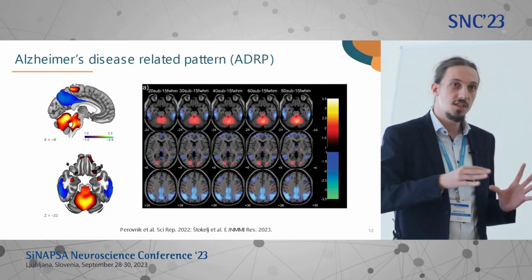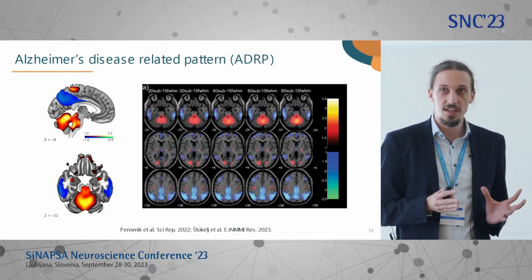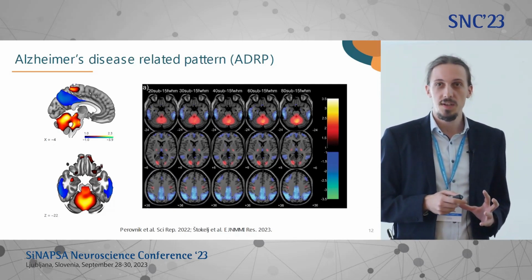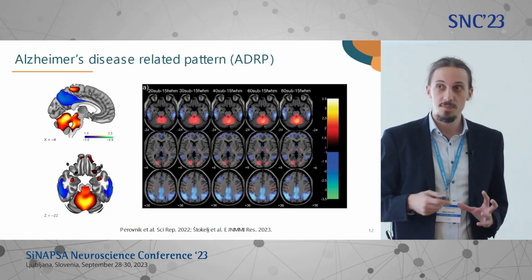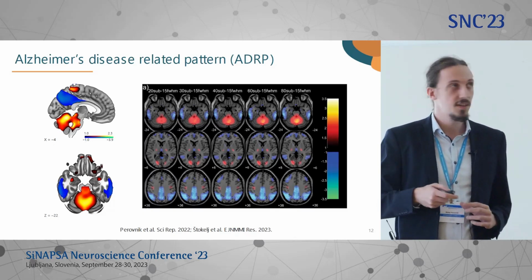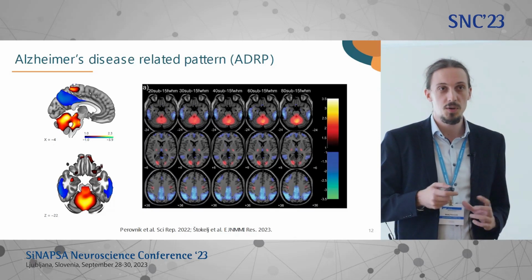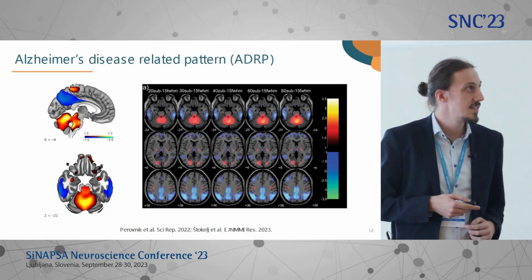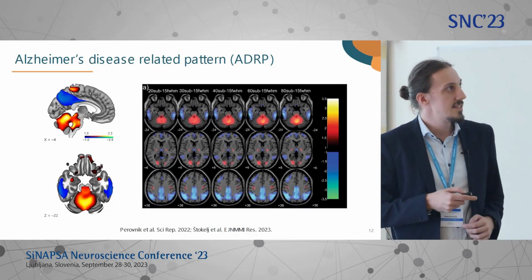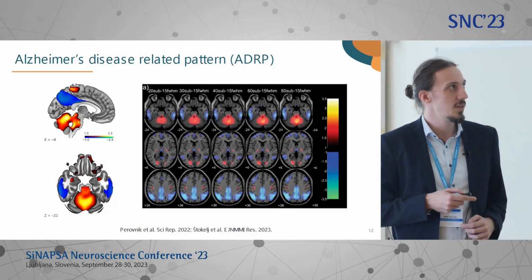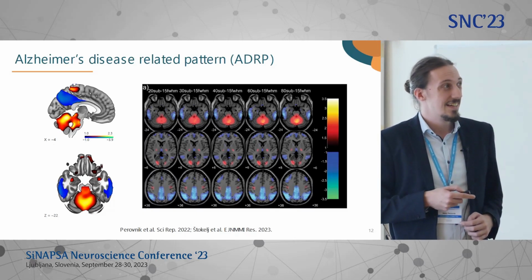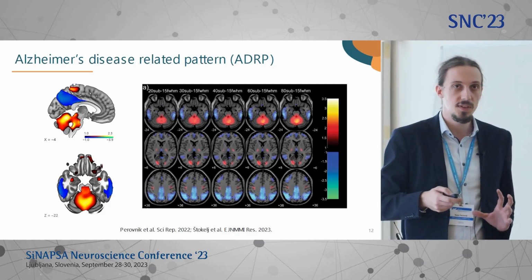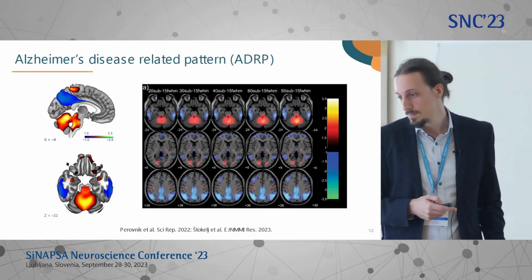Another question is not just whether the pattern's topography can be characterized in different cohorts, but whether the pre-processing steps can affect the topography. So, is this a robust biomarker, or is it affected by the selection of pre-processing steps? In this study, our research group showed that the topography is indeed stable across different sample sizes, different smoothing parameters, and so on.